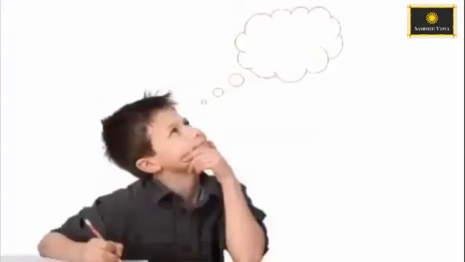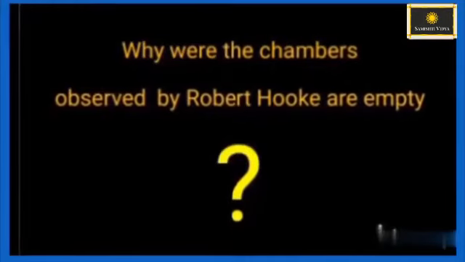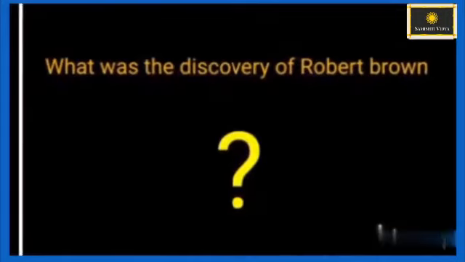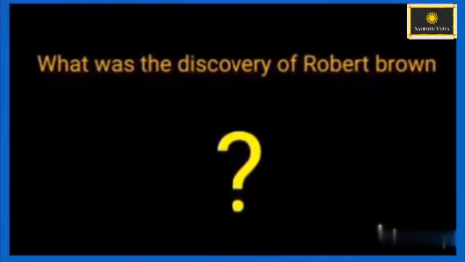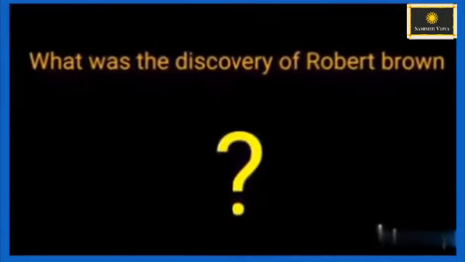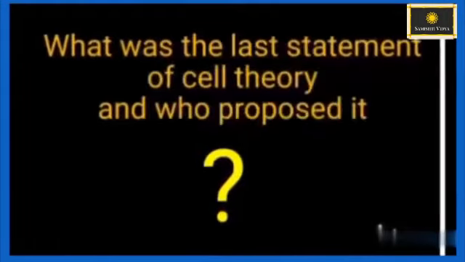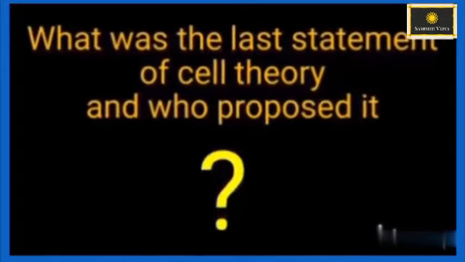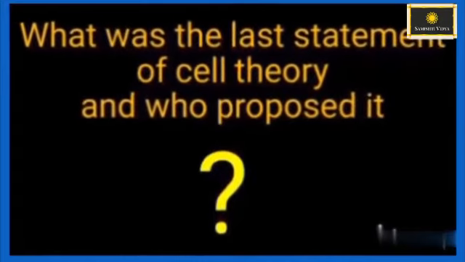Hope you all understood the facts. Now, try and answer the following. Why were the chambers observed by Robert Hooke empty? What was the discovery of Robert Brown? What was the last statement of cell theory and who proposed it?